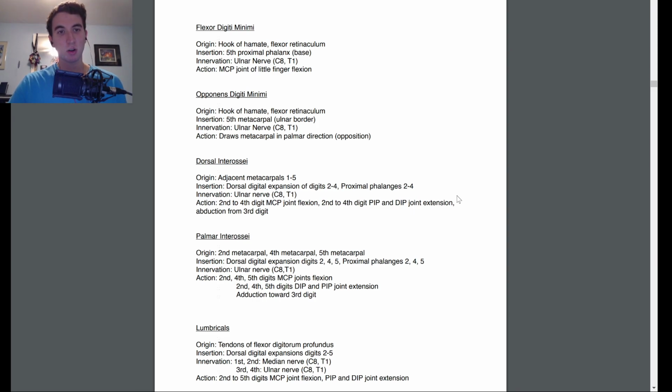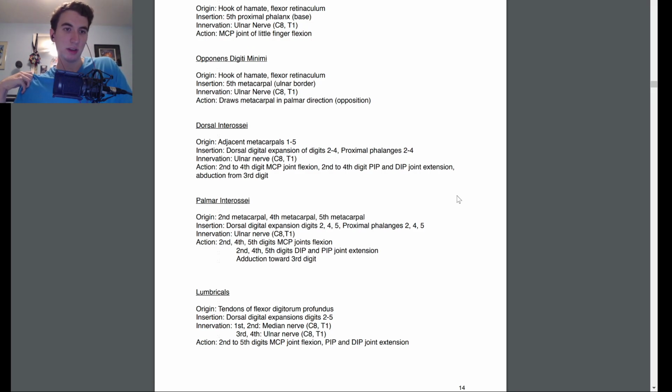Next up is opponens digiti minimi. It originates at the hook of hamate and flexor retinaculum as well. It inserts at the fifth metacarpal, the ulnar border. Innervation is the ulnar nerve, from C8 and T1. And the action is that it draws the metacarpal in a palmar direction. Opposition is what it's also known as.